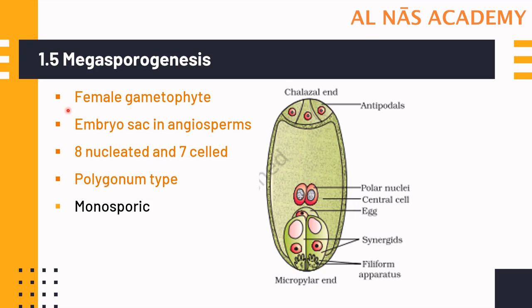Why monosporic? Because out of the 4 haploid megaspores, only one gives rise to this embryo sac. The female gametophyte is colorless, and it is also endosporic in nature. Endosporic means within the megaspore and concealed in the ovule enclosed by the ovary.